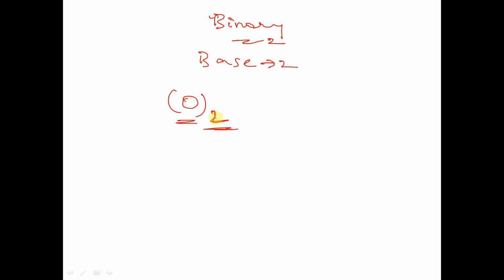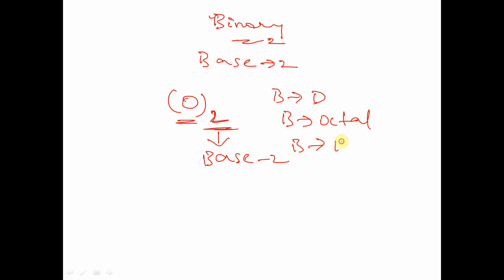So now let's start with our binary number systems. In binary number systems, the base of the number is 2. If there is a number, and the base is the subscript, this is the base. So this is base 2, which means a binary number. We will directly start with the conversions of binary number system to decimal, binary to octal, and binary to hexadecimal.